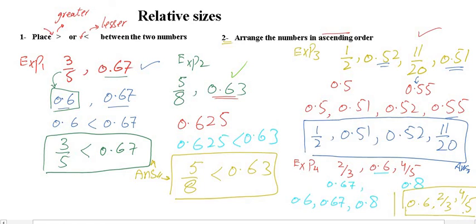If we go for descending order, we have to write from bigger to smaller. So we start from 11 out of 20, then 0.52, then 0.51, then half. Similarly, in descending order for the other example, 4 out of 5 comes first, then 2 out of 3, then 0.6. So from bigger to smaller.